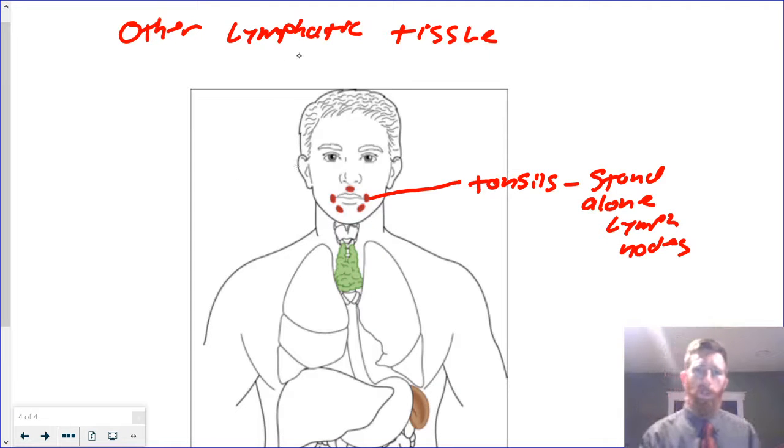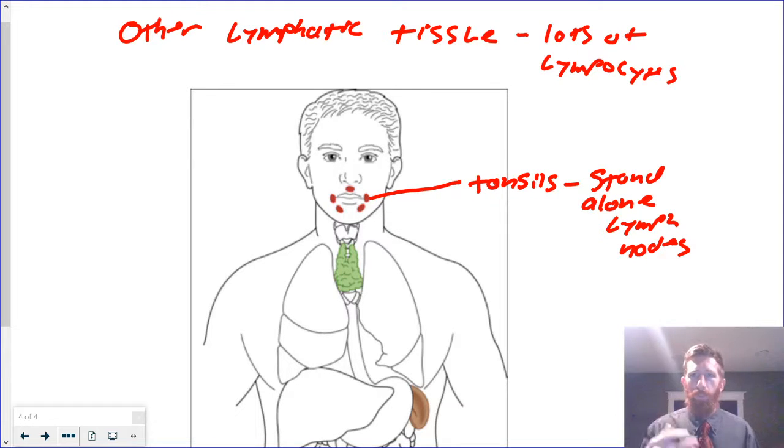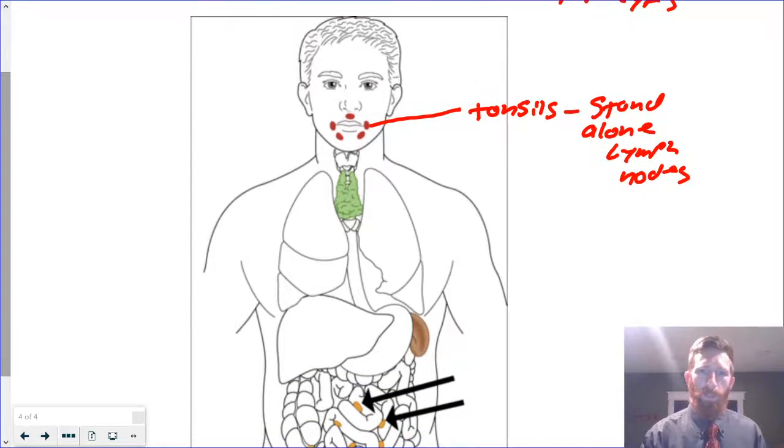So we should say other lymphatic tissue. These are all characterized by an abundance of lymphocytes. I'm sorry, I forgot that. We should go back. So all of these types of tissues have lots of lymphocytes. And remember, lymphocytes are our white blood cells, our T cells, and our B cells, and we'll talk about what those do on Thursday.